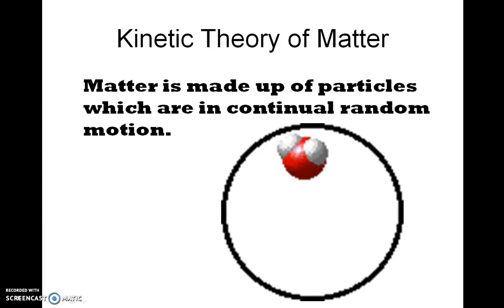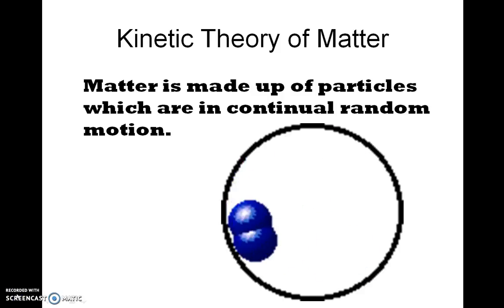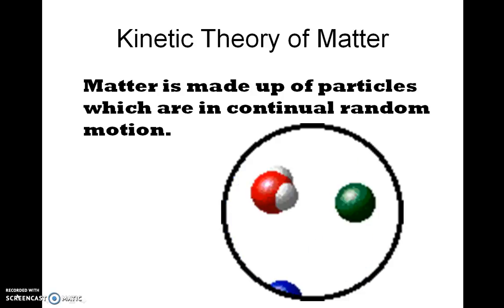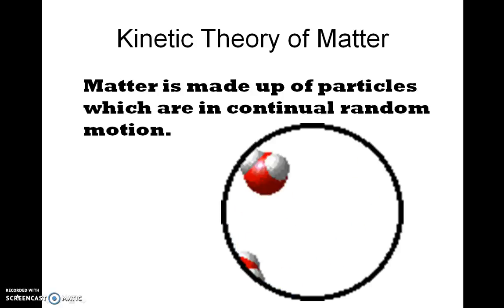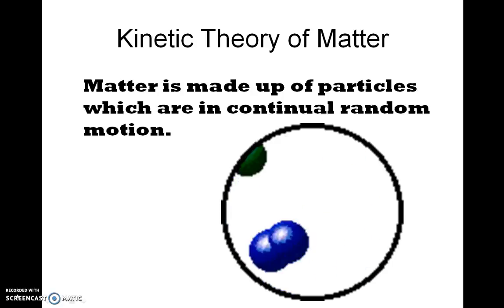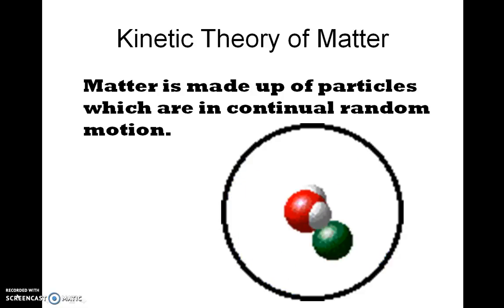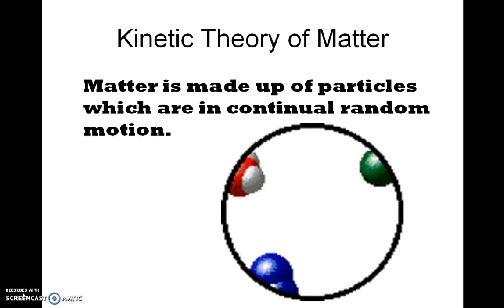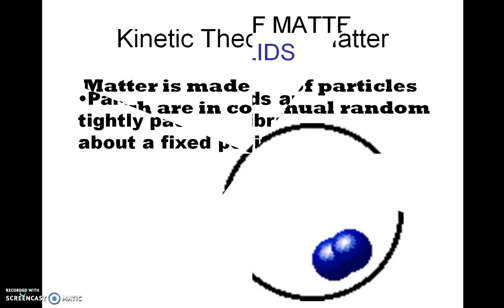Now, the kinetic theory of matter. Matter is made up of particles which are in continual random motion. This states that matter is not really just one thing. It changes every time. If any external forces acted upon a solid, it may change its shape or its particle arrangement. That's why it is said that it is in continual random motion.